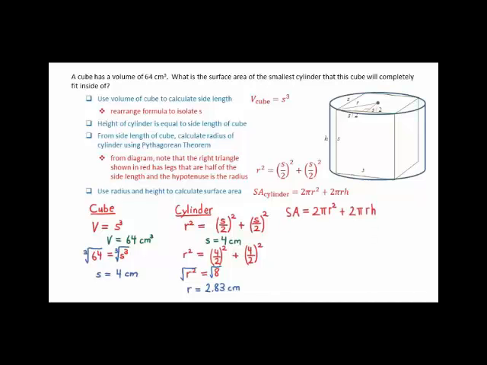We can then calculate the surface area of this cylinder by substituting in for R and H. R equals 2.83 centimeters, H equals 4 centimeters. Substituting these in, we get a surface area of 273.6 centimeters squared.